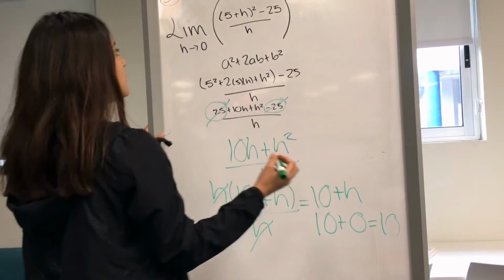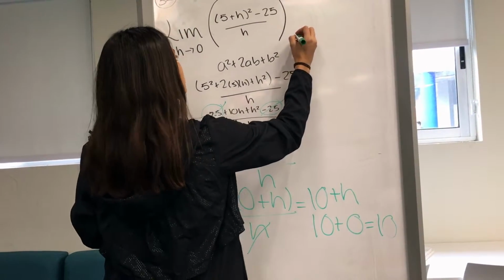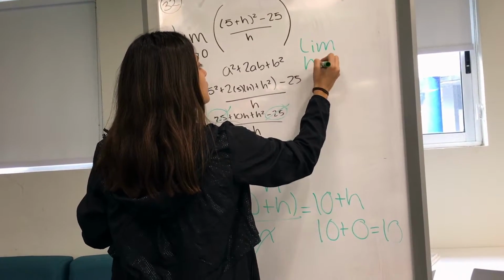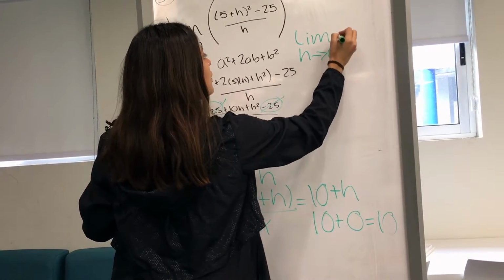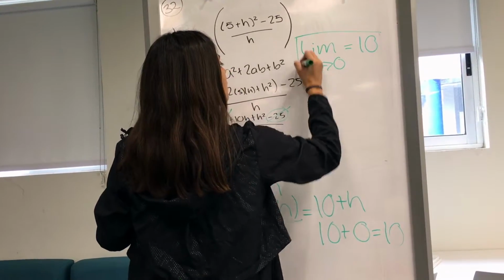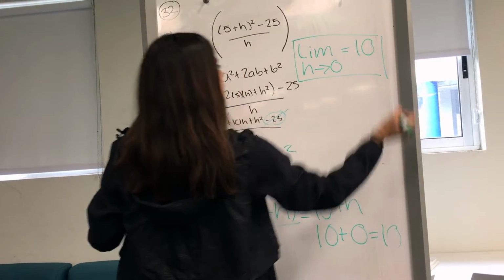And your final answer needs to be written as limit when h tends to 0 equals 10. That will be your final answer.